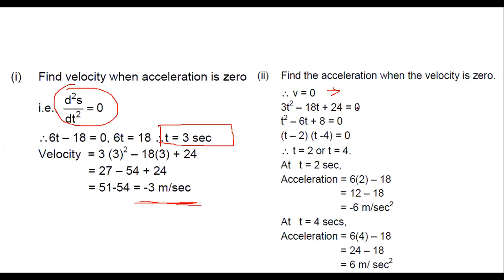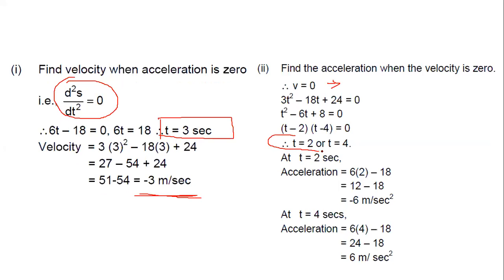That means t equal to 2 or t equal to 4. When t equal to 2 seconds, acceleration is minus 6 meter per second square. At t equal to 4 seconds, acceleration is 6 meter per second square. So when acceleration equals 0, we get only one velocity value, but when velocity equals 0, since it is a quadratic equation, we get two results for the acceleration value. Okay. Next problem, that is enough.